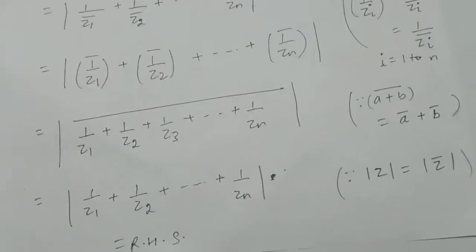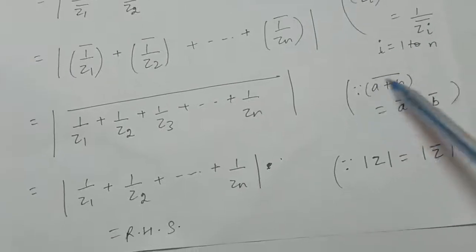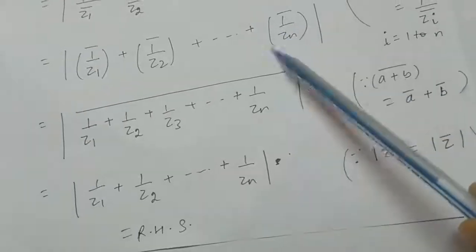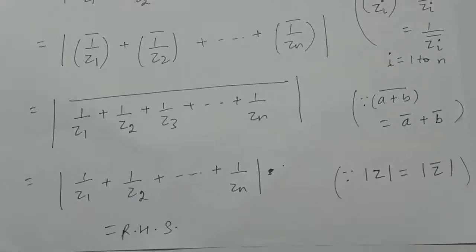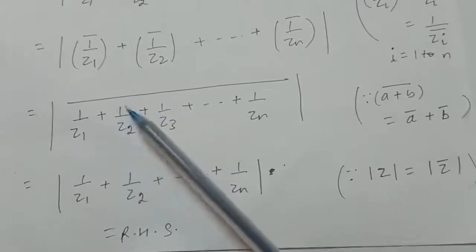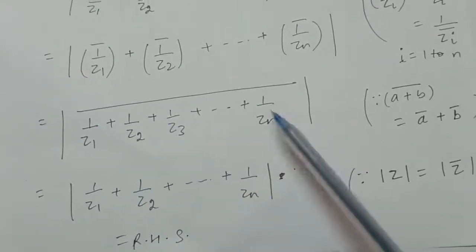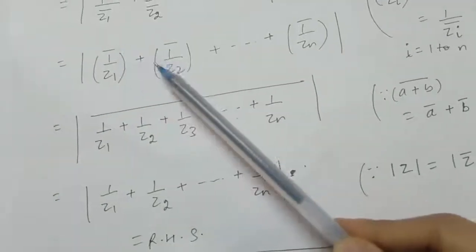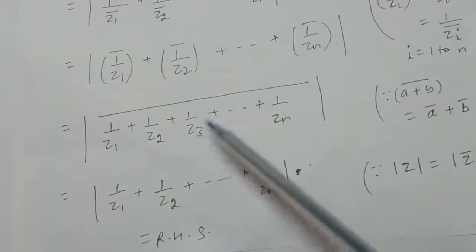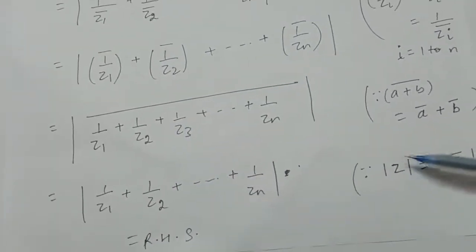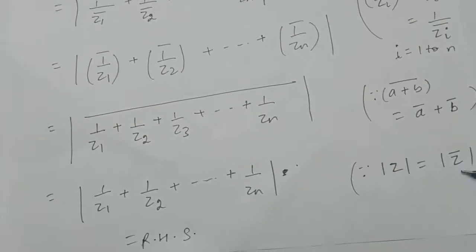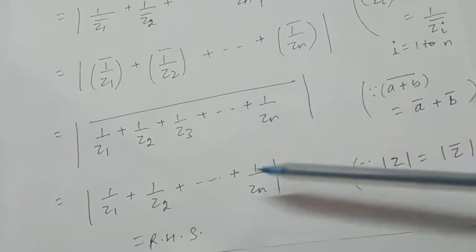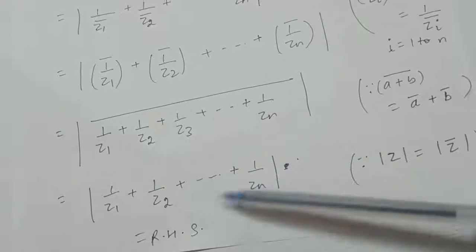Now also, a plus b whole conjugate can be written as a conjugate plus b conjugate. So see, this is of the form this. So I am writing this as 1 upon z1 plus 1 upon z2 and so on plus 1 upon zn whole conjugate, because this can be written as 1 upon z1 conjugate plus 1 upon z2 conjugate, right? Now because modulus of z is equal to modulus of z conjugate, therefore modulus of this complete conjugate will be equal to modulus of this, which is nothing but the right hand side.